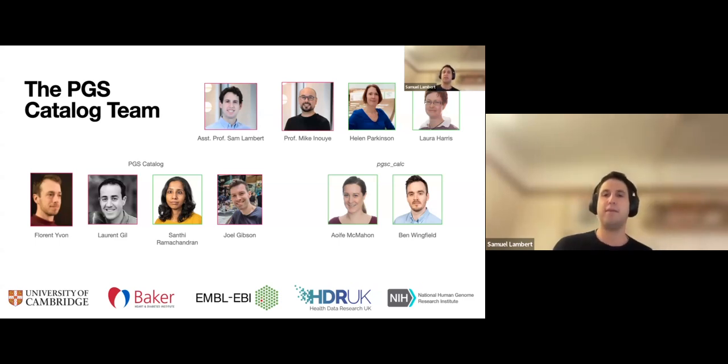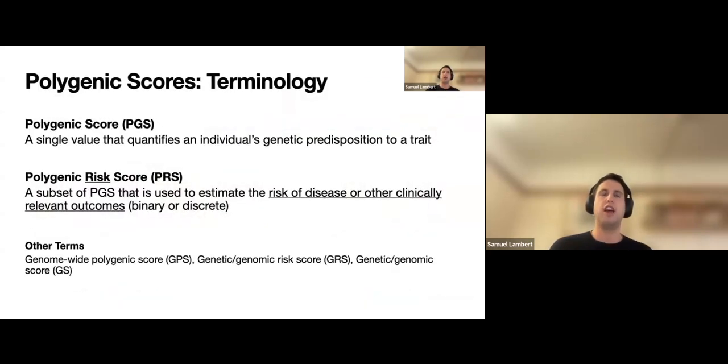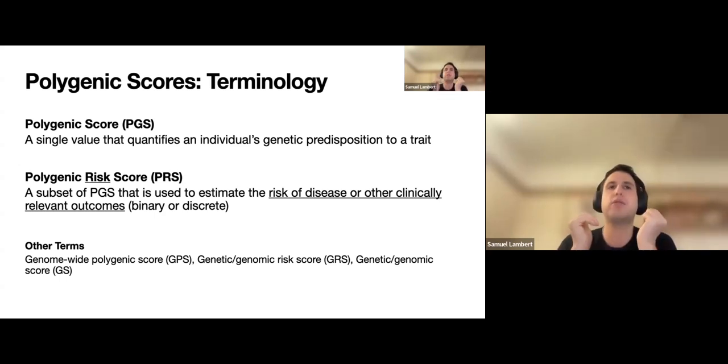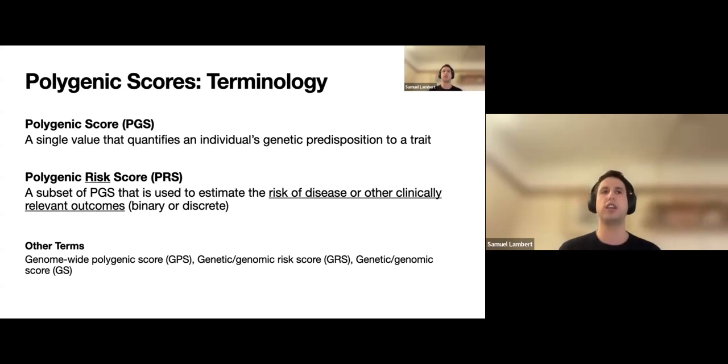So just to bring people onto the same page about polygenic scores, a polygenic score is basically a single value that quantifies an individual's genetic predisposition to a trait or disease of interest. You might hear them called polygenic risk scores, genetic risk scores, genomic risk scores, genome-wide scores. But they're all different flavors of the same thing. Usually the most common is polygenic score or polygenic risk score. People usually use polygenic risk score to say that it's predicting a disease or clinically relevant trait. So it's your risk for that.